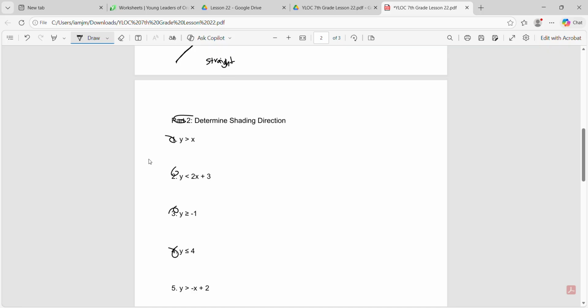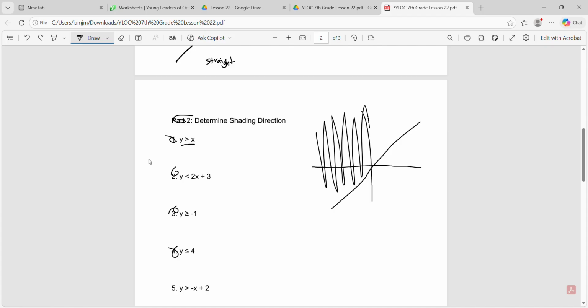Part 2. Determine shading directions. Y is greater than x. So on a coordinate plane, y is greater than x. That's our line. Since we're looking for y, and y is greater, it should be shaded above. We should shade it above the line, our graphed line up here. So shading direction, above.